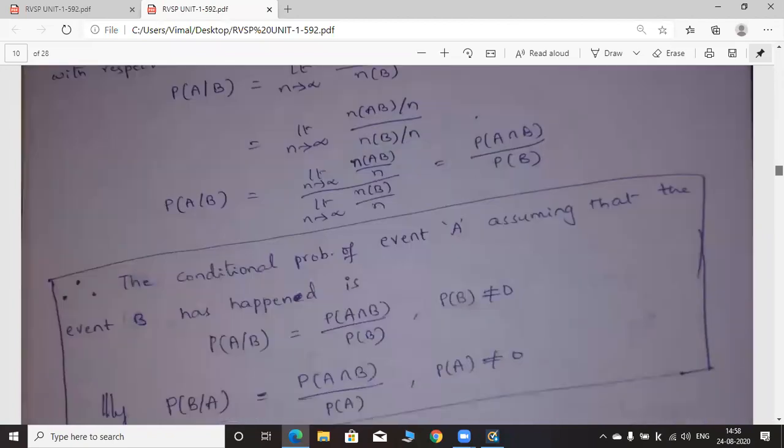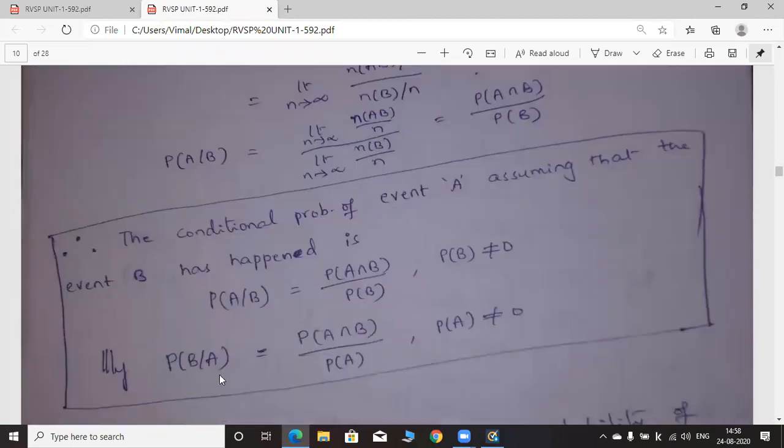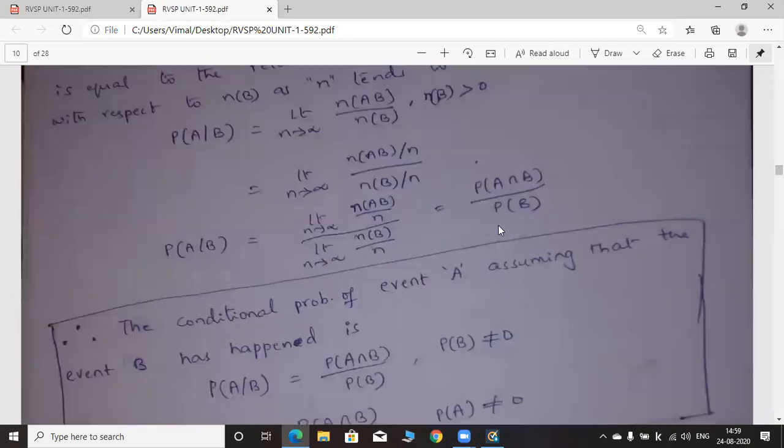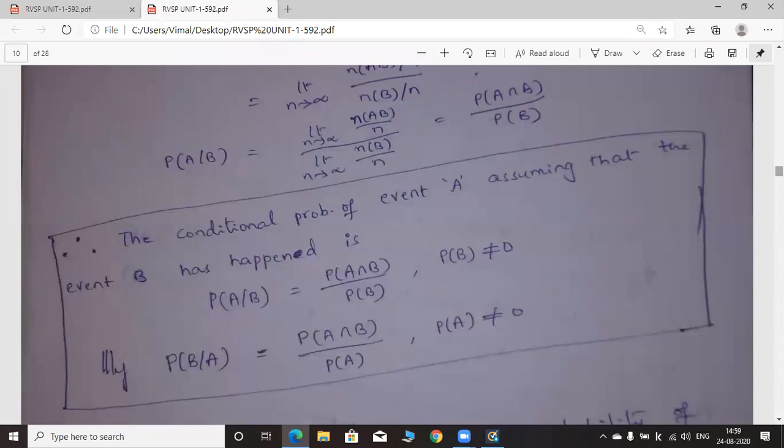Similarly, by the same method, you can write the formula for P of B given A, which is equal to probability of A intersection B by probability of A. You can prove it in your own way. The formula for P of B given A can be proved following the first one. The first one is already proved, so by the same method you can prove the second one also. P of A given B is proved here; in the same way, you can prove P of B given A also.